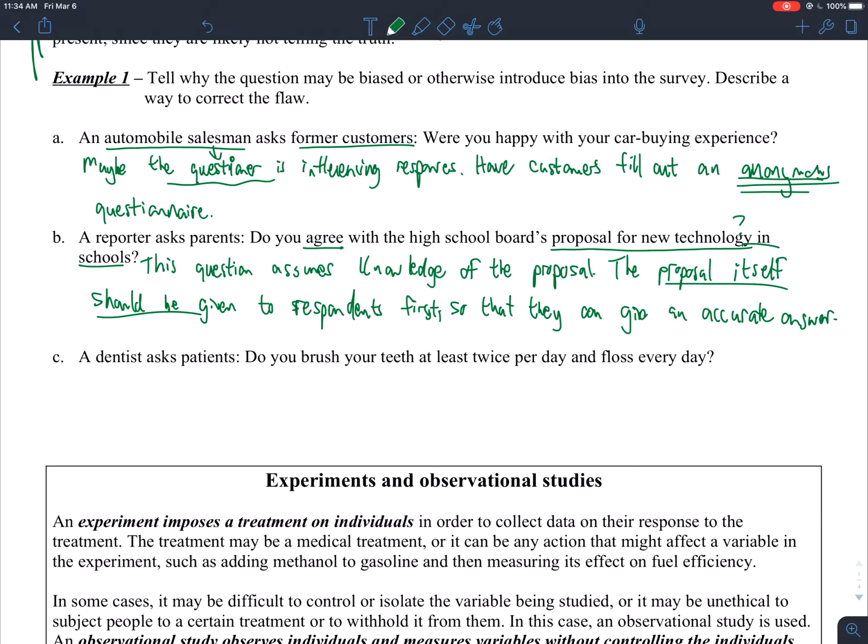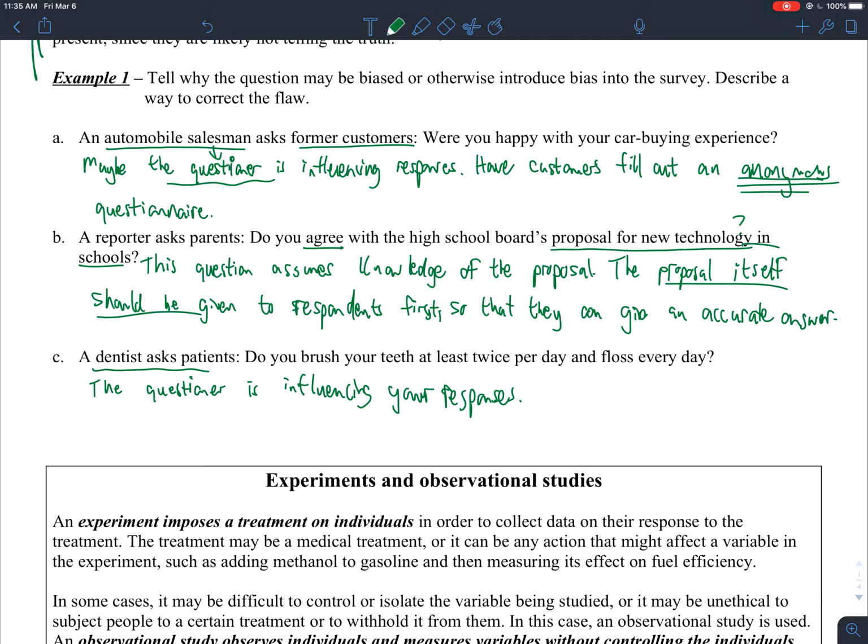So, the problem here is the person asking the question, okay? So, the questioner is influencing your responses, all right? I don't want to tell the dentist I'm not brushing my teeth, so maybe I lie and say, yes, I am brushing my teeth twice a day and flossing. Maybe I don't floss, maybe I only brush once, okay?